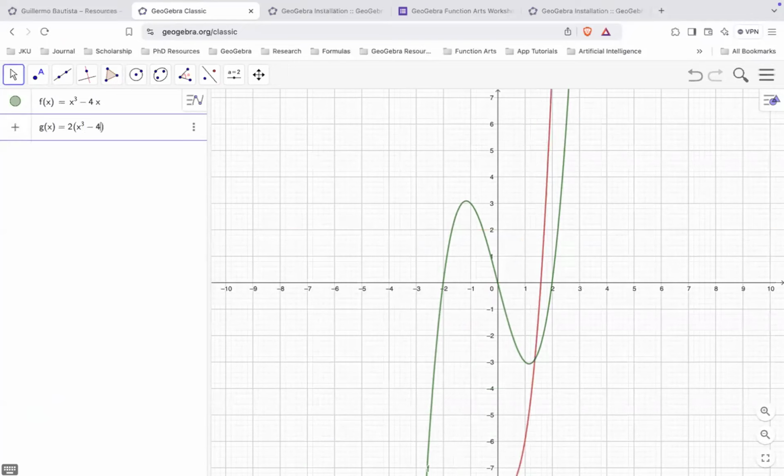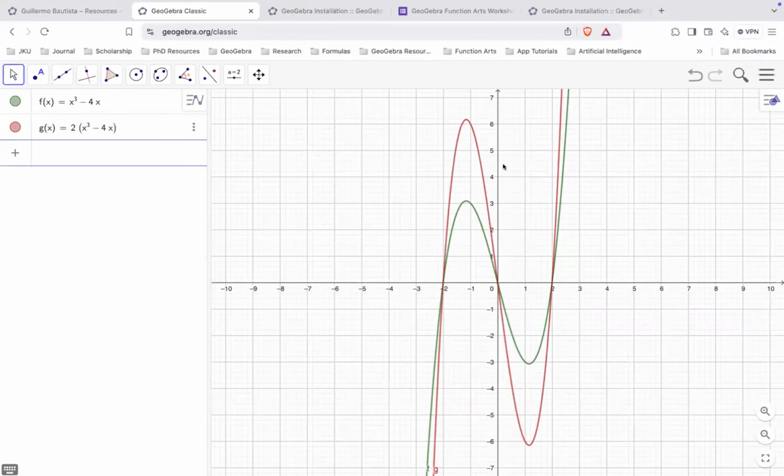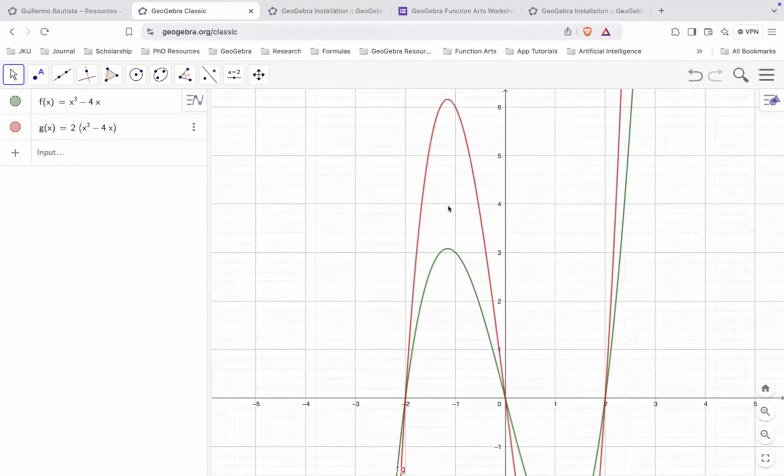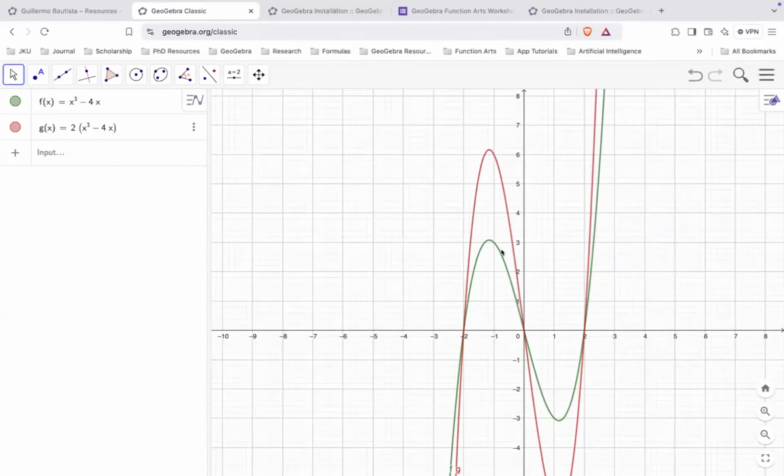So again, earlier, if we multiply the output, remember the output is x cubed minus 4x. If you multiply it by 2, you are multiplying the y value. So the point here, for example, the y value is 3. If you multiply that by 2, it becomes 6, right? And every point. So if you multiply the output, you're actually stretching the graph vertically, no? Away from, as Roshane said, it moves away from the x-axis.